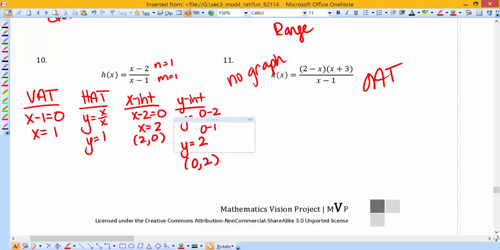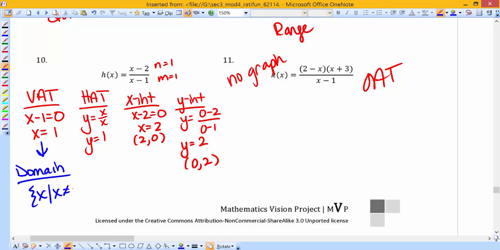Okay, now my domain. We need to remember your domain comes from your vertical asymptote. So my domain is x such that x cannot equal 1. That's an asymptote. That's our vertical asymptote. That is the only number x cannot equal. So I have all of this. Now I'm ready to create a graph. All right, pretend number 11 is not there.